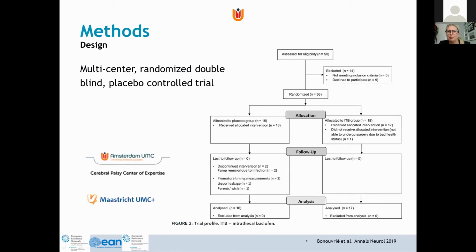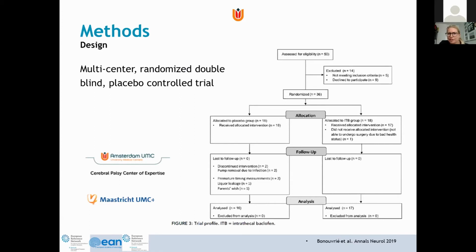Well, as I said before, we conducted a trial in Amsterdam and Maastricht. It was a multi-center randomized double-blind placebo-controlled trial. After patients were assessed for eligibility and included in our study, they were randomized into 2 groups, the placebo group or the ITB group. Both groups received blinded treatment for 3 months, after which the measurements were repeated. Finally, we included 18 patients per group.